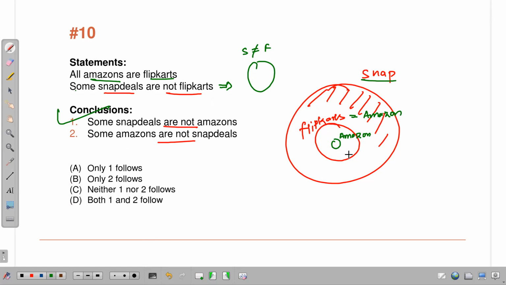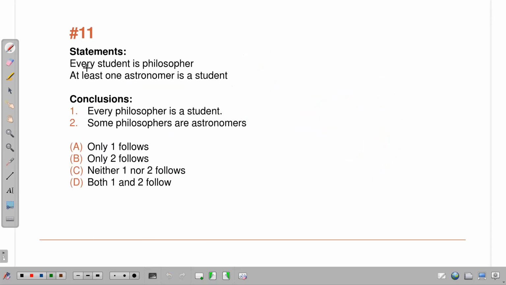While some Amazons are not Snapdeal, I mean, that is not ridiculously true because all of the Amazons can also be Snapdeals. In this case, only A is valid, and therefore the answer is A. Let's move to the next one.